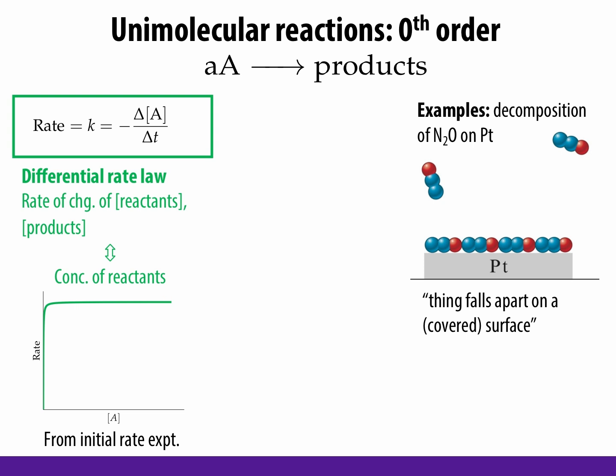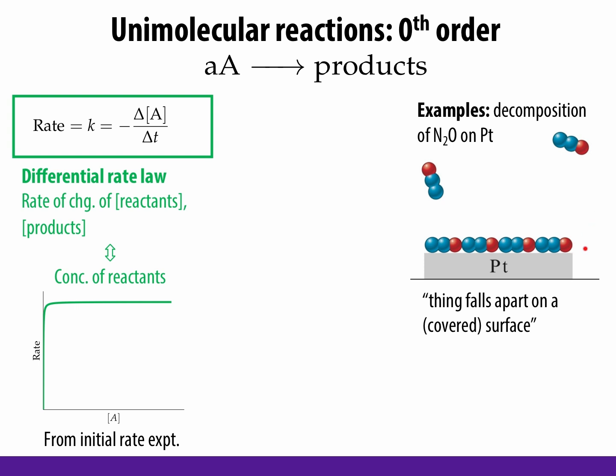An example would be, say, this decomposition of N2O on platinum. In this case, we have a bunch of N2O, enough to completely cover the surface. Since the surface is basically always covered, no matter how much N2O I have, any increase in N2O doesn't increase my rate at all.